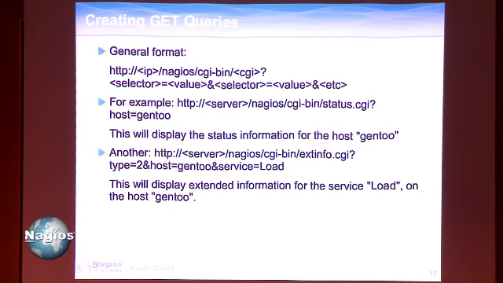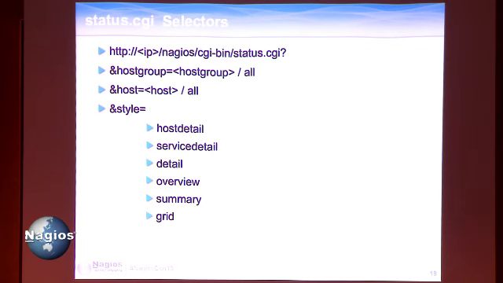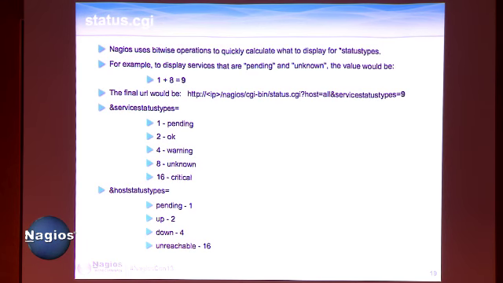Another example with an additional selector: host equals gen2 and service equals load. That would show the load on the host gen2. To give you an idea of some selectors, we have host groups. You can also query all. Instead of actually defining a host group, you can define a host, and again, you can query all, and there are a lot of style options for the status CGI. Additionally, there are more selectors. I hope you go out and investigate them if you're interested.